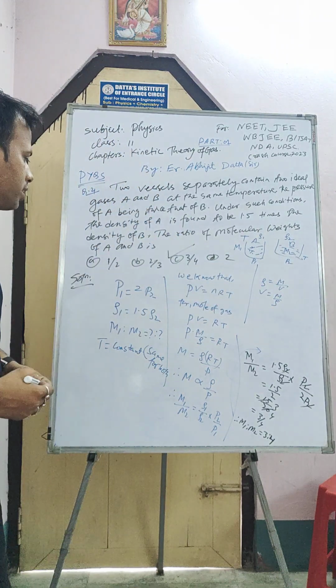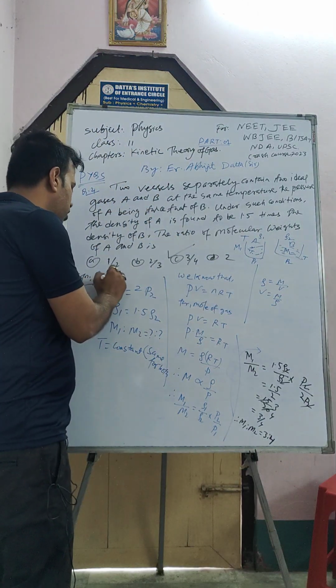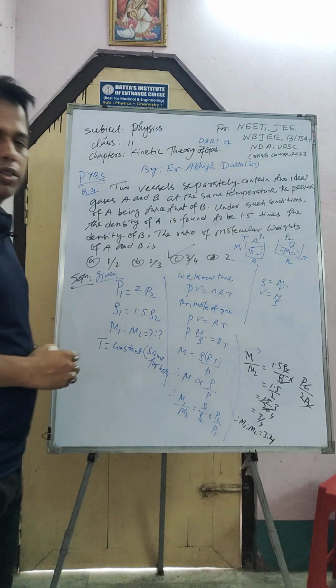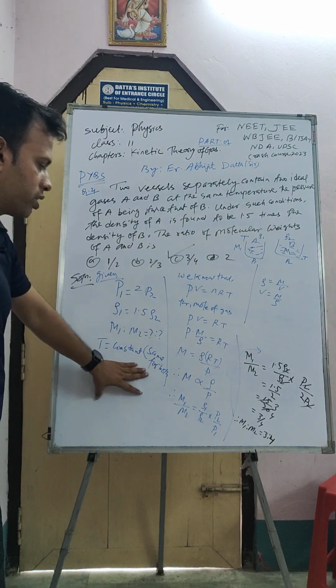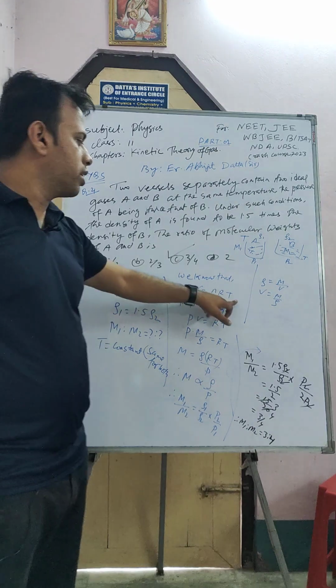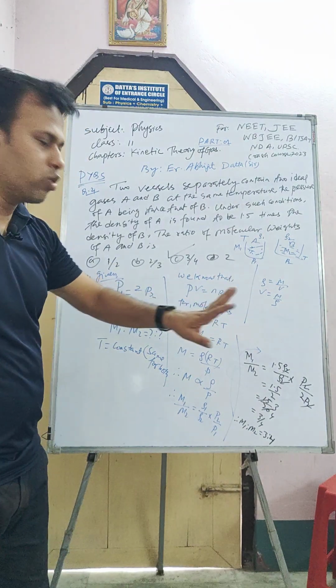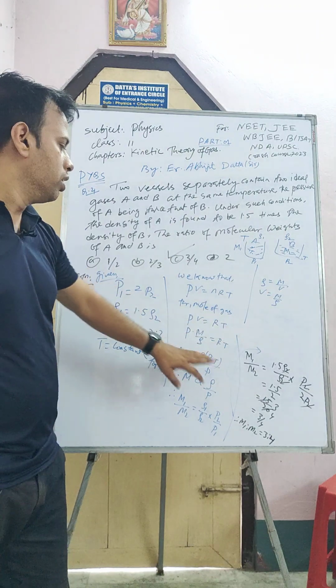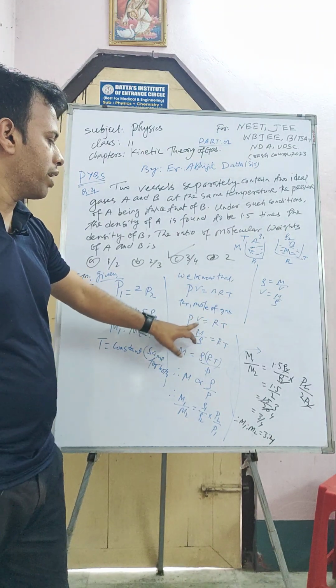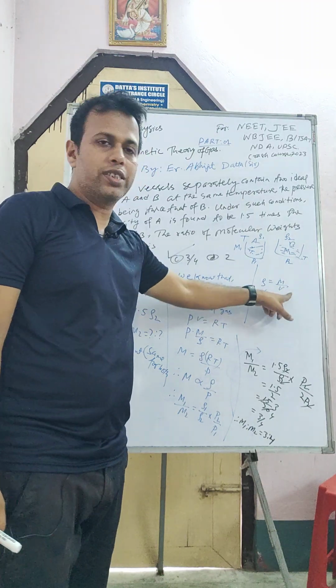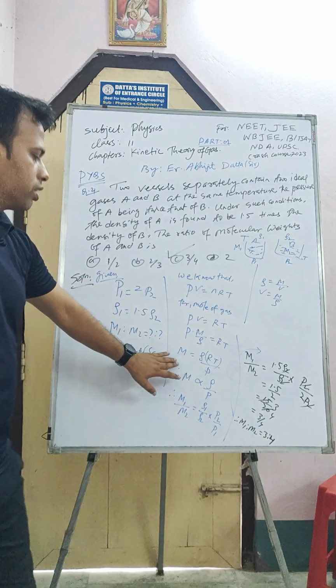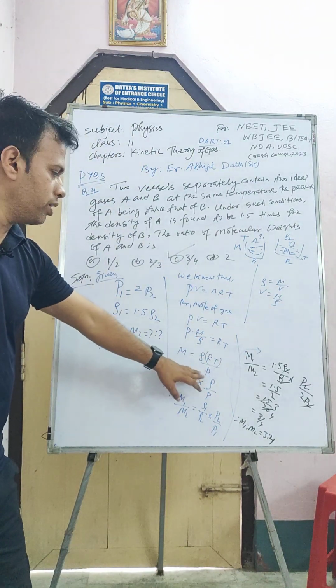So first I write the given conditions. After that I write T is constant here, that is the same for both. We know that PV equal to nRT. If n is equal to 1, that is for 1 mole of gas, we can write PV equal to RT. So V is equal to M by rho, because density equal to mass by volume. So volume equal to mass by density. I just put here the mass equal to rho into RT by P.